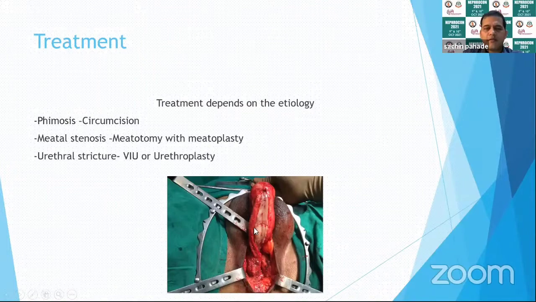Urethroplasty, you can see this. I have grafted a buccal mucosa on the dorsal part of the penis. Now, this is the same patient whose ascending urethrogram was put on the slide. He had a long stricture starting from the glans penis proximally to the mid-bulbar urethra.